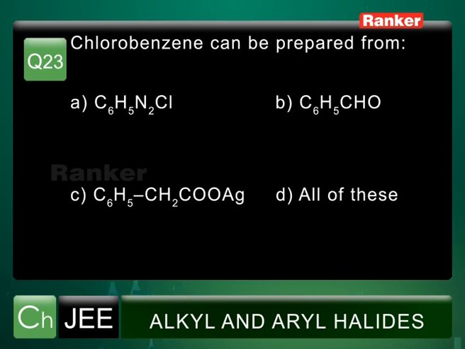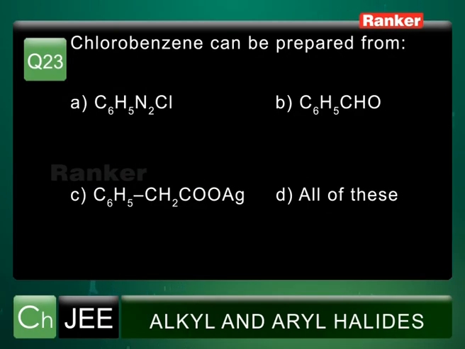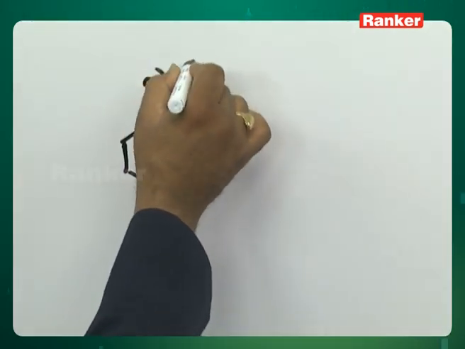The chlorobenzene can be prepared from which starting material? He is asking which compound is suitable. So the compound A is benzene diazonium chloride, option B is benzaldehyde, option C is benzene with acetic acid, and D is all of these. Actually the compound C will give the benzyl bromide if bromine is added, that is a Hell-Volhard-Zelinsky reaction. With option B, benzaldehyde, you may not prepare it, it could give dichloro compounds. Option A is the right way to prepare, the benzene diazonium chloride.